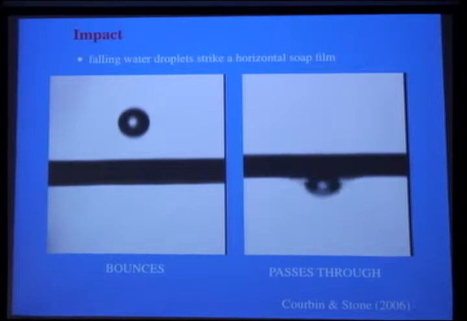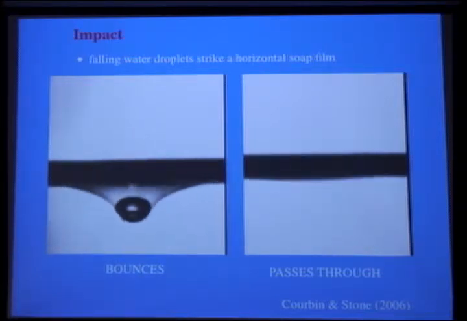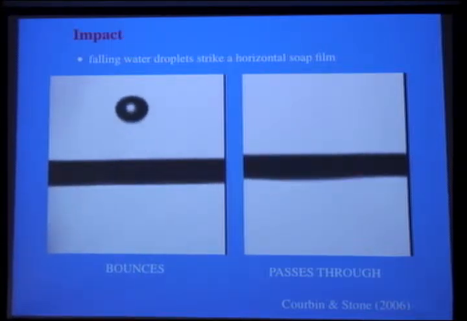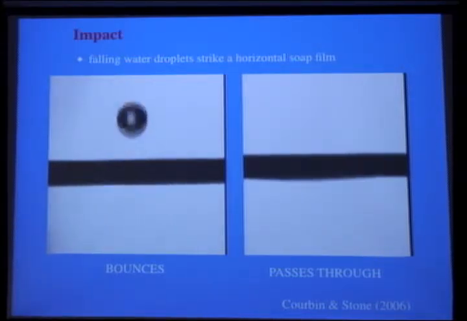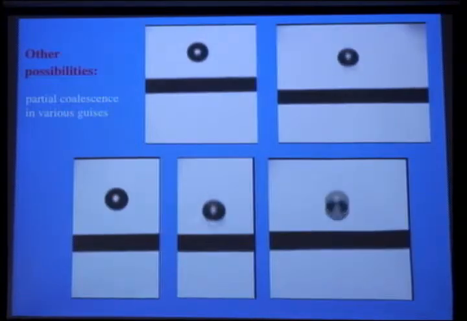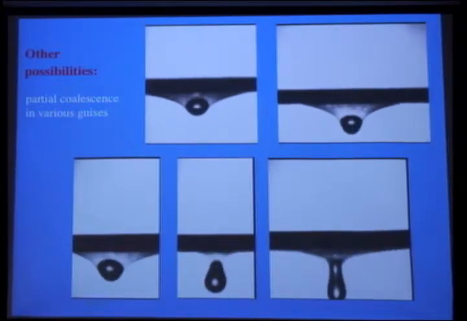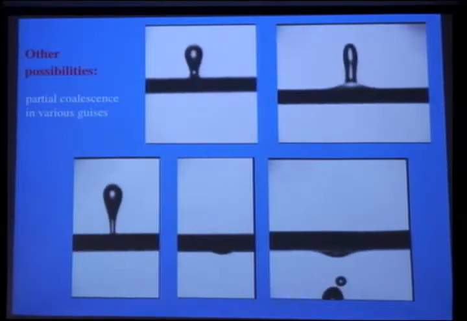Okay. So right. So what can happen? So we see the drop impacting. On the left it bounces. On the right it goes through. Right. And so all there had been before this was some scaling arguments, which my old supervisor Howard Stone had done, but we, I think, solved this pretty convincingly. And so basically when the drop goes slowly, it will bounce. If it goes quickly, it will break through, right?